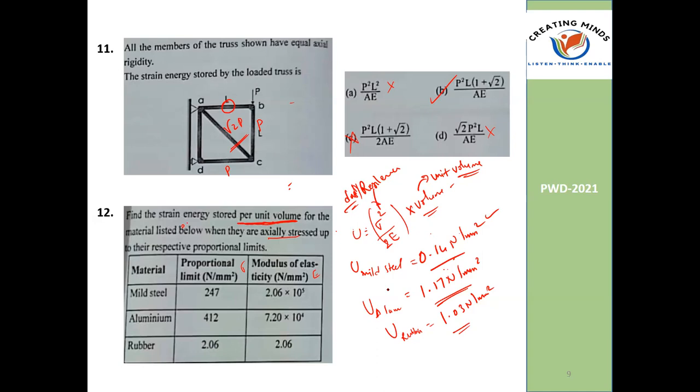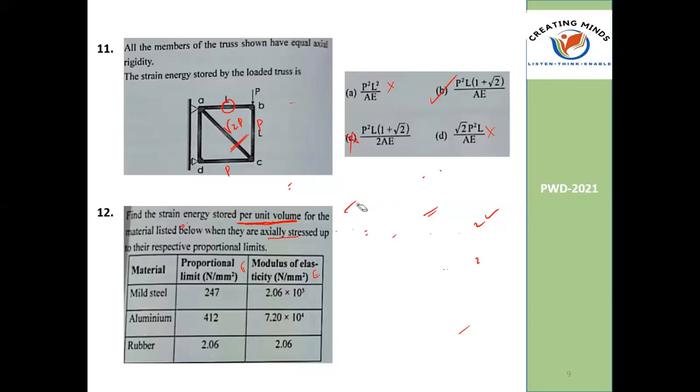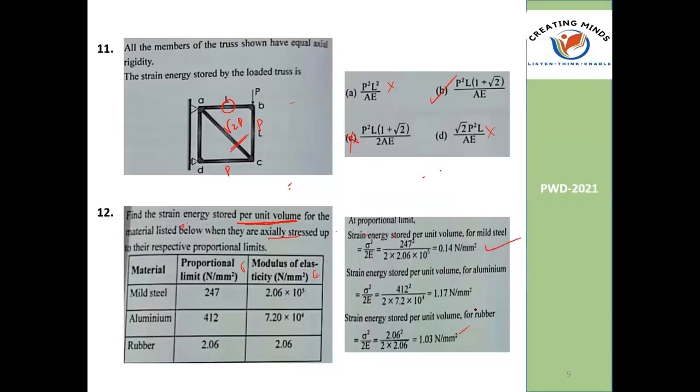In the exam, they may give only one material, or any one and four options, but the ultimate aim is the equation and unit volume. Instead of unit volume, if they give 2 meter cube, 3 meter cube, or 20 mm cube, 30 mm cube, in that case you have to multiply by whatever the volume. Or in some cases, they will give cross-sectional area and length. Sigma square by 2E. In the last class, we discussed these kinds of problems. Okay? Sigma square by 2E. Again, sigma square by 2E. Yes, sigma square by 2E. Yes, C. Answer: first one 0.14. Second one 1.17. The last one is 1.03.